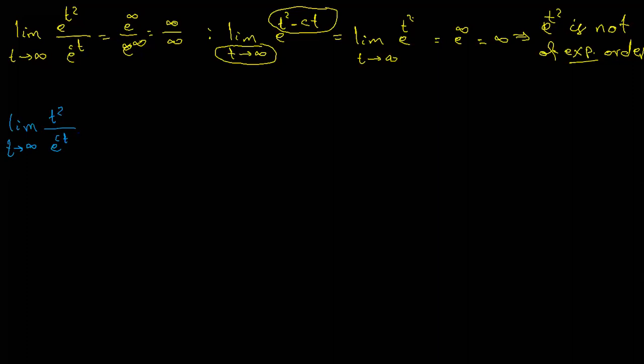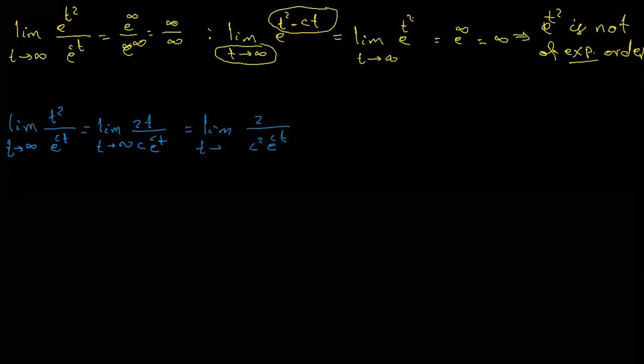L'Hopital. How many times do I need to use L'Hopital? 2 times. So the limit of 2t divided by c e to the ct when t tends to infinity equals the limit of 2 divided by c squared e to the ct when t tends to infinity. So it equals 2 over infinity, which is 0. So yes, that gives me that my function t squared is of exponential order.